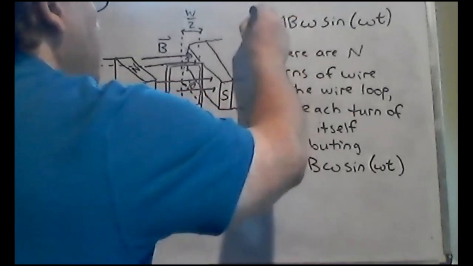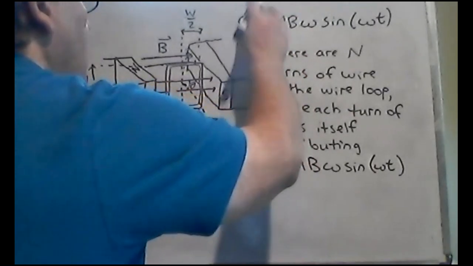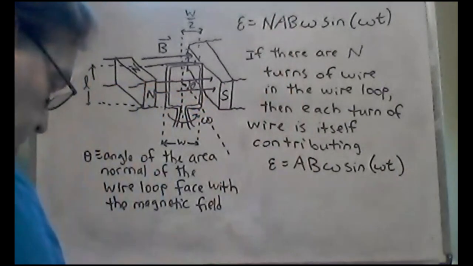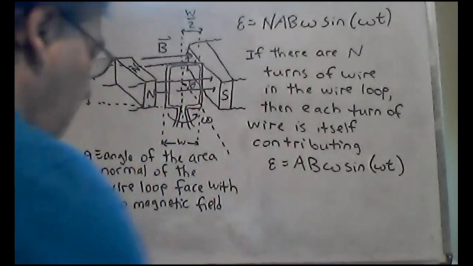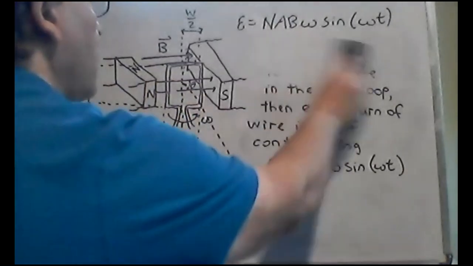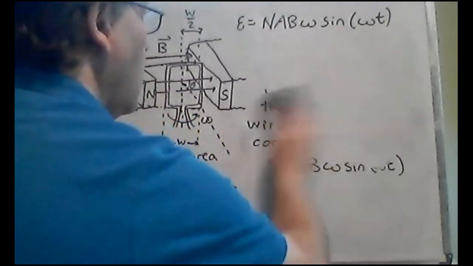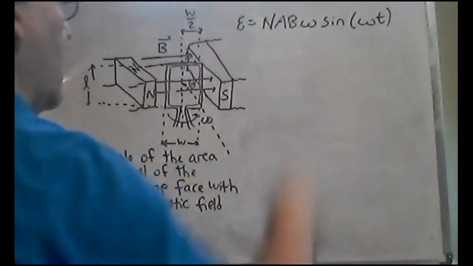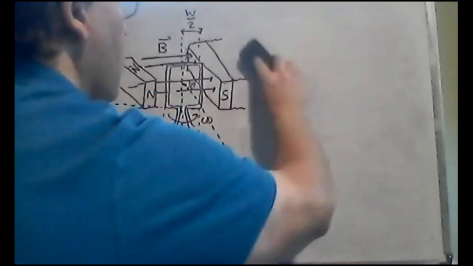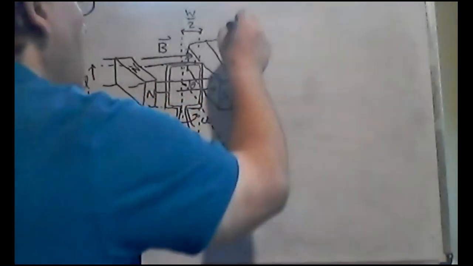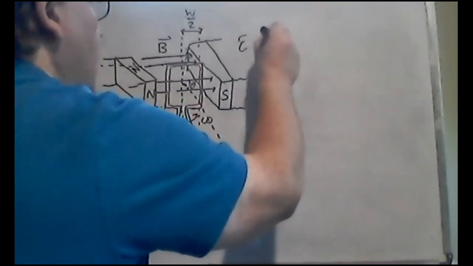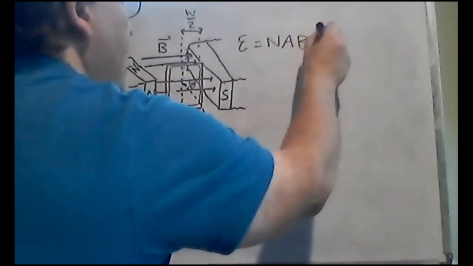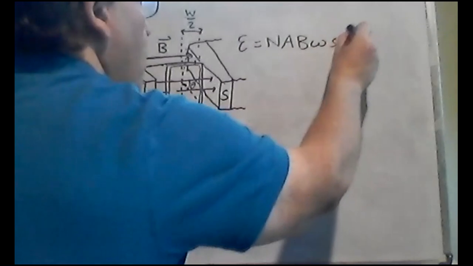And that is my final equation for the electric generator. EMF in an electric generator. So this is my equation. Epsilon is N A B omega. Let me write this prettier. So epsilon is N A B omega sine of omega t.